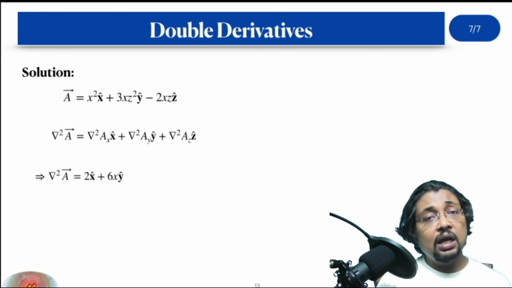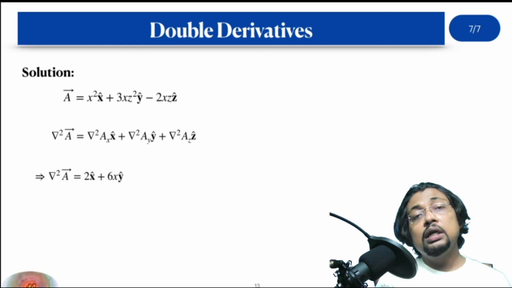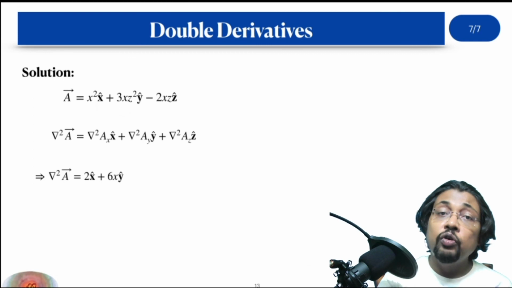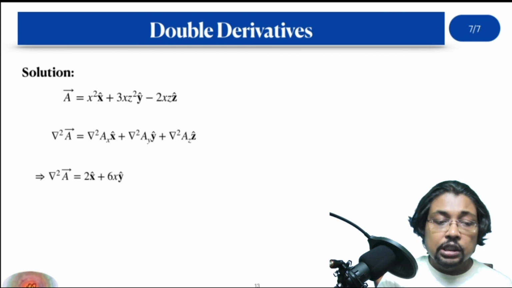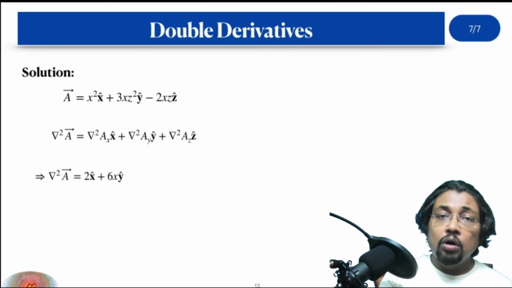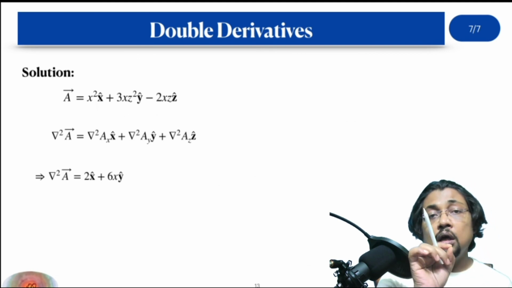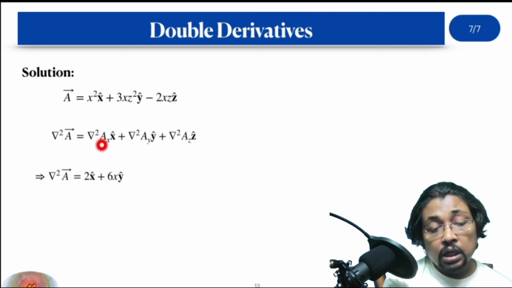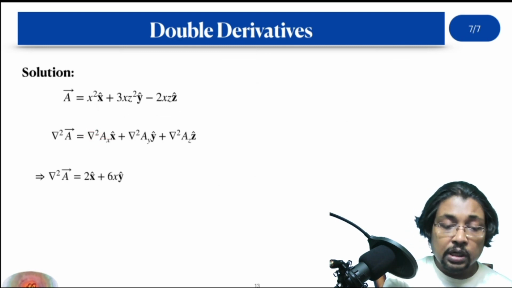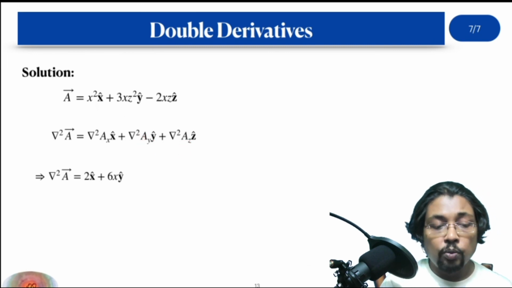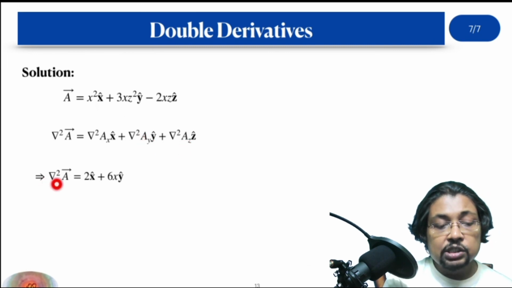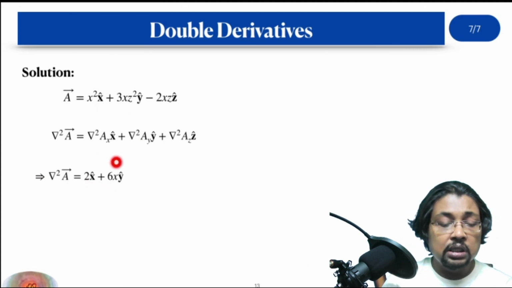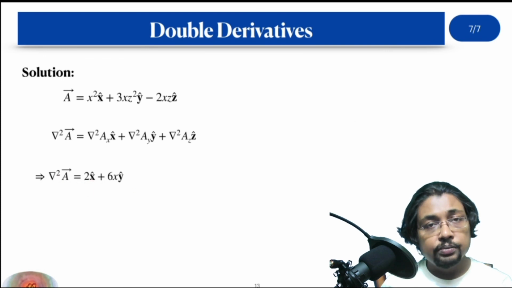But for the Laplacian of a vector, as I told, the Laplacian operator is scalar in nature, and when you apply the Laplacian over a vector, you have to apply that operator over each individual component of the vector. That means this operator will be applied over the ax component, similarly over the ay component, similarly over the az component, and finally this del square A final expression is a vector in nature because it contains the x component, y component, and z component as well.